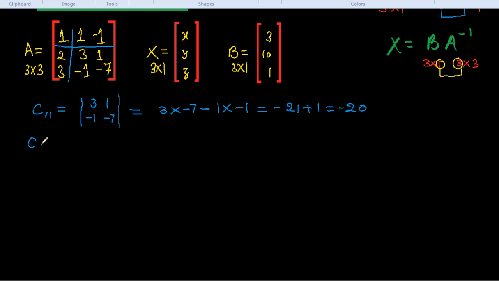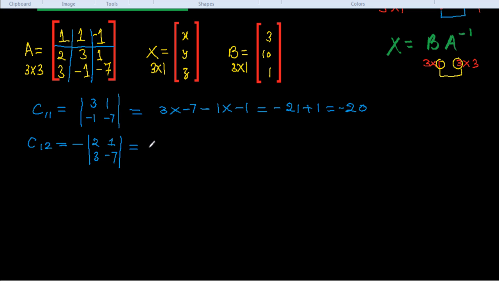Now look at C12. Here you see the sum of 1 plus 2 is 3. It is odd, so we have to take the negative sign outside this determinant. Whenever the sum is odd, we have to take the negative sign. We have explained this in an earlier session. So here 1, 2, A12 is this element. So we have to leave this column and this row. First column and second row we have to give up, and we take the elements except this, 2, 1, 3, minus 7.